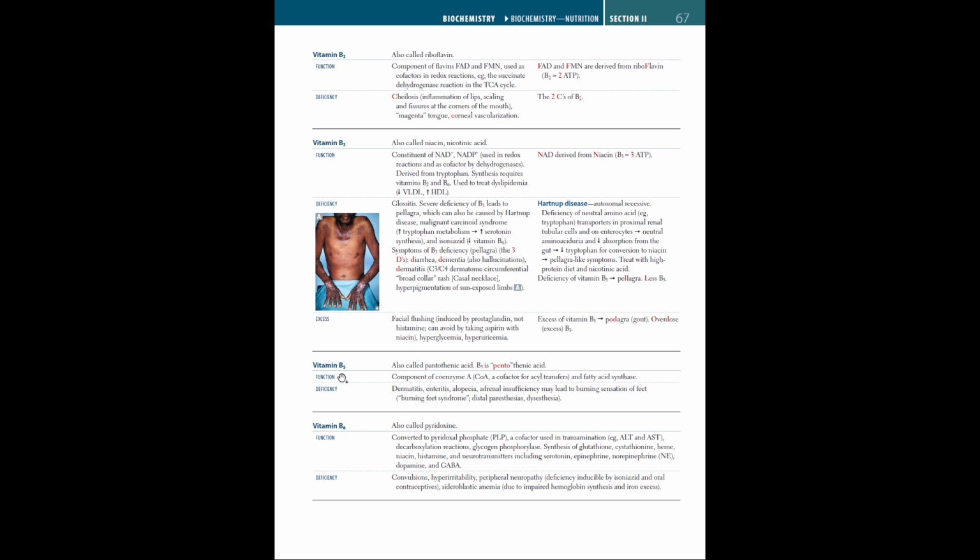Next, we have vitamin B5, also called pantothenic acid. B5 is penta. The function of vitamin B5 is as a component of coenzyme A, which is a cofactor for acetyl transfers and fatty acid synthase. The deficiency of B5 leads to dermatitis, enteritis, alopecia, and adrenal insufficiency, which may lead to burning sensation of the feet, or burning feet syndrome.